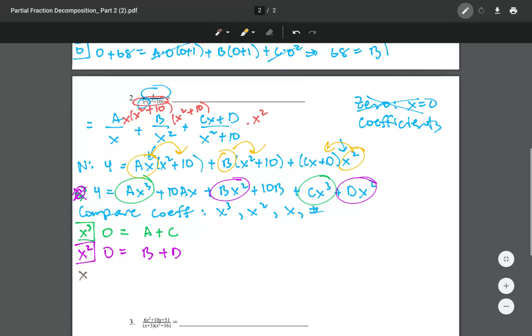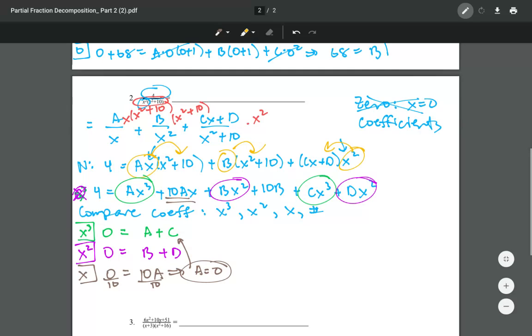Okay, another color, I'll do brown. Now we want to compare our x's. Again, there are 0 x's on the left. On the right, we have 10ax. I think that's it. 10a of those x's. So I can solve this right away. I can divide both sides by 10. And I know that a is equal to 0. If a is equal to 0, that means I have this one too.